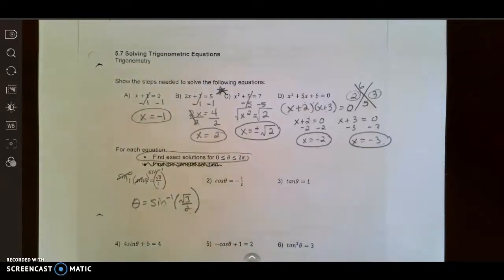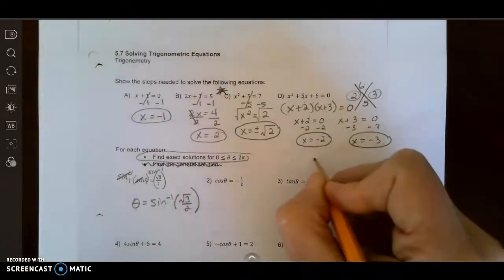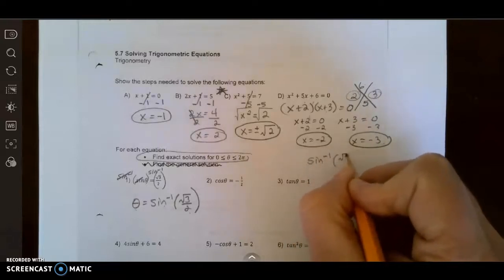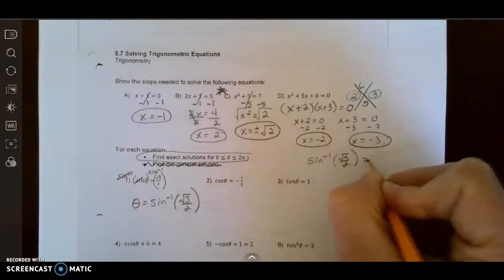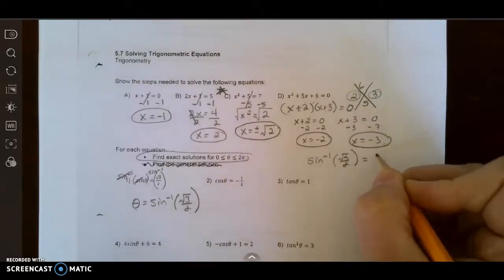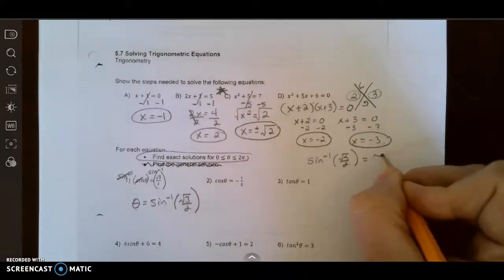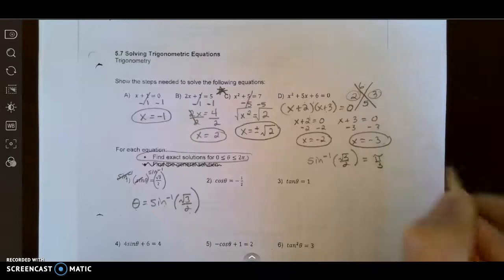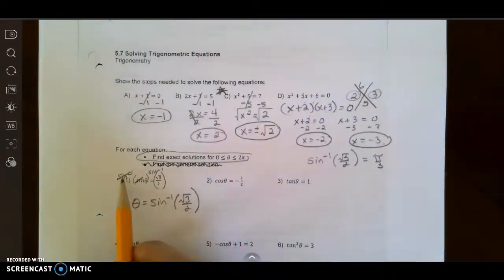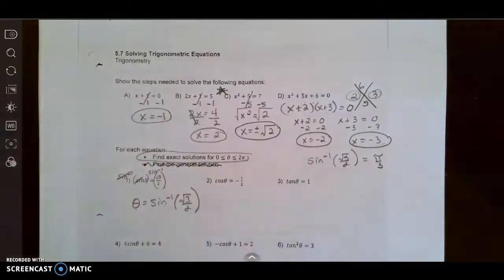If I give you a problem that simply says what is the inverse sine of the square root of 3 over 2, you would only give me the one answer, which is pi over 3. However, when you're solving an equation and you put in the inverse, that means I want all possible solutions where sine is the square root of 3 over 2.